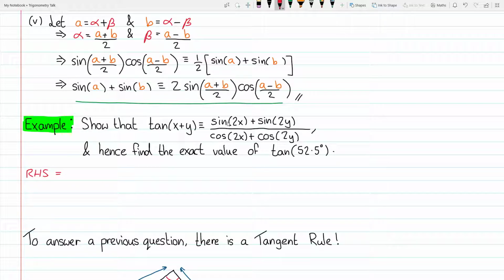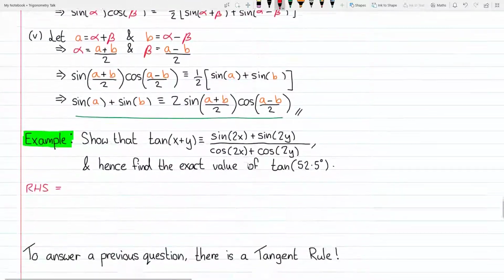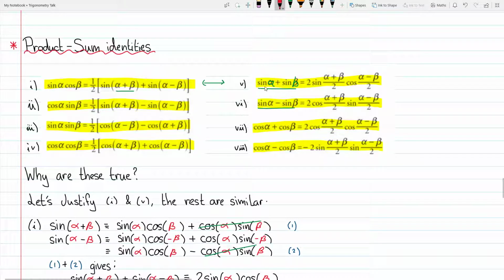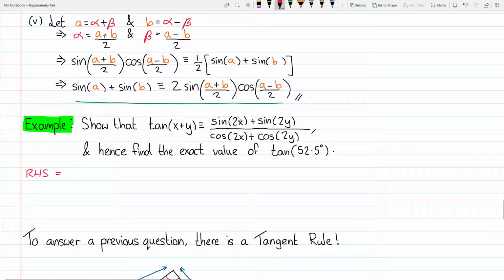And this is going to equal this, right? But if we look at our identity here, we're adding two sines together. Here we're adding two sines together. So in this case, alpha is equal to 2x and beta is equal to 2y. So when you apply the identity which we've just proven, we get 2 sine of, well, let's write it out in full, (2x plus 2y) divided by 2, and we get a cosine of (2x minus 2y) over 2. So this is the numerator.